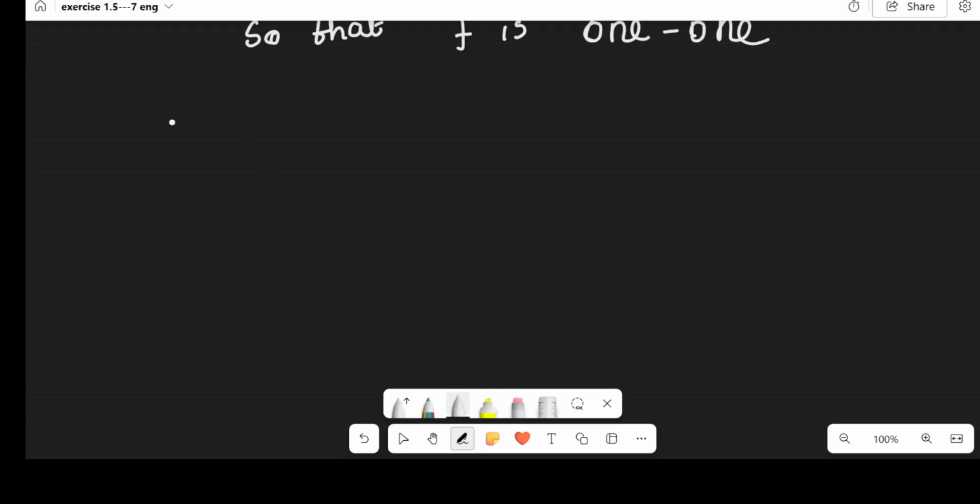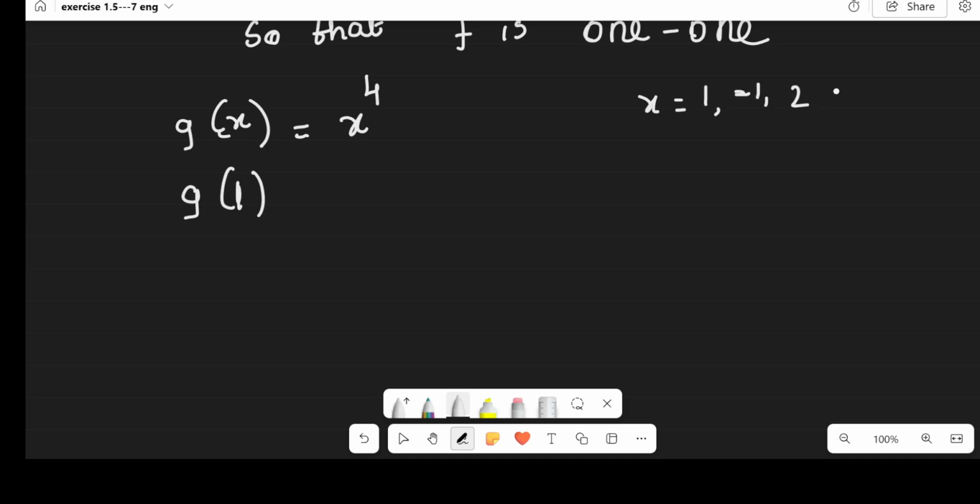What is g of x? In the question, g of x equals x power 4, right? So I'm starting from the same thing. I'm going to put the values for x as 1, minus 1, 2, whatever we can put. First I am applying 1. So, 1 power 4 means 1. Here, what is input, what is output? 1 is input, again output is 1.